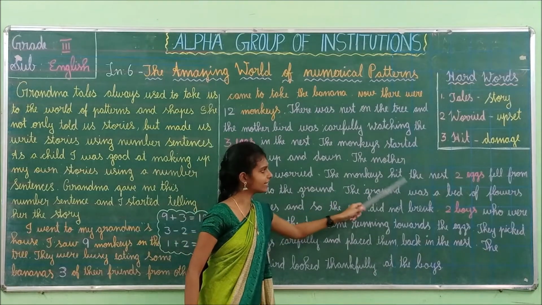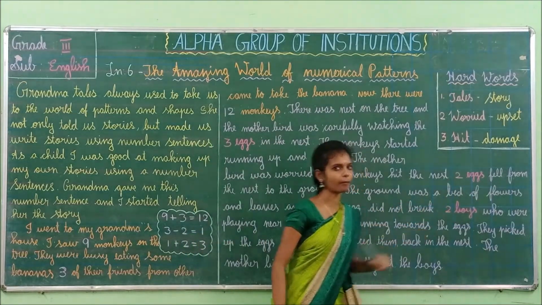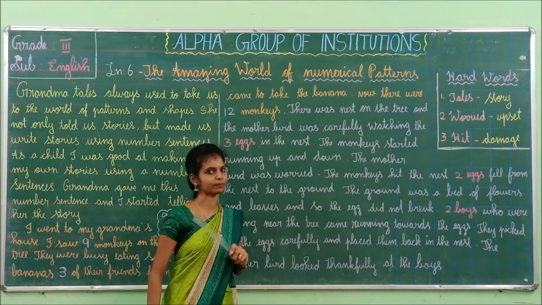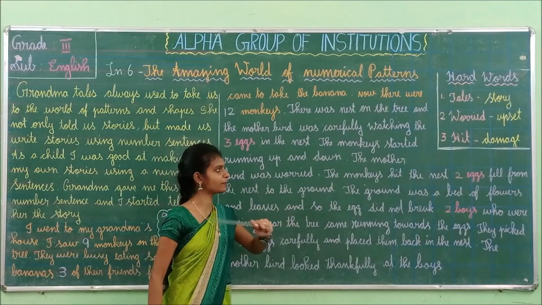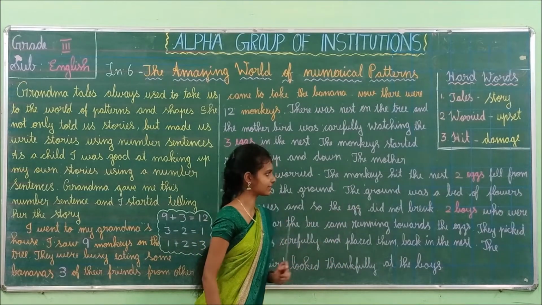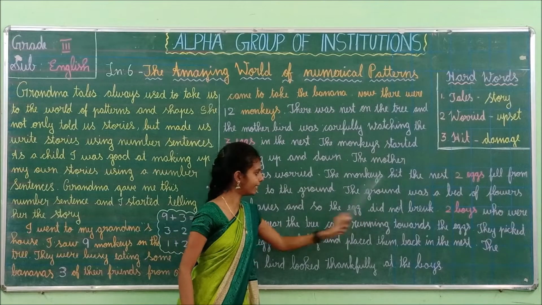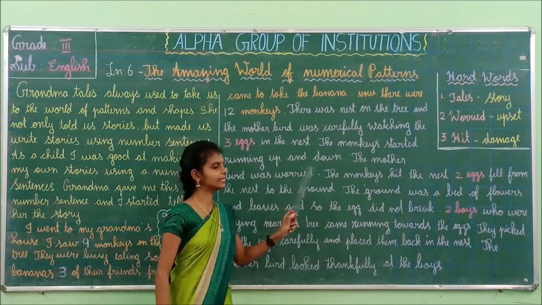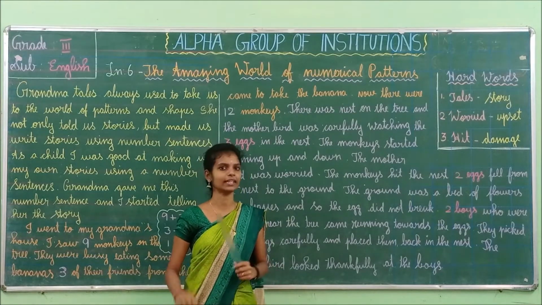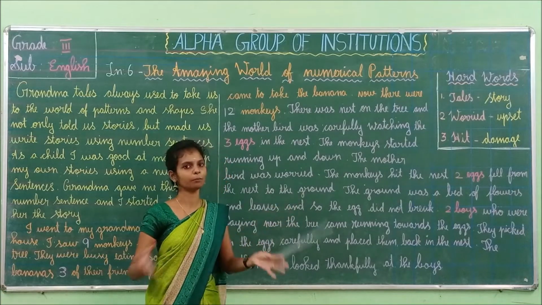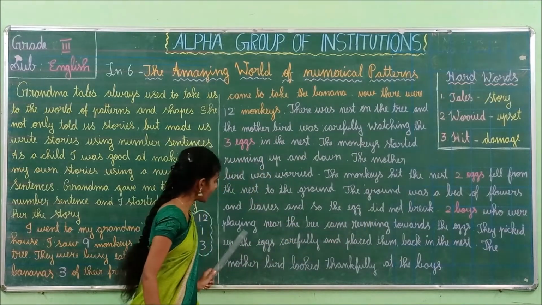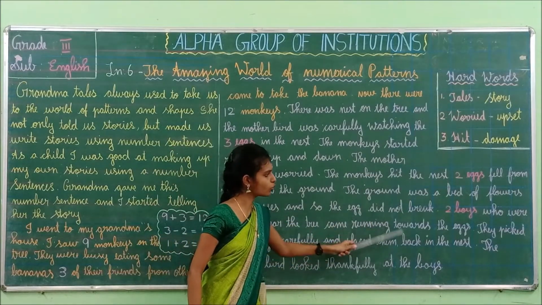The monkeys hit the nest. 2 eggs fell from the nest to the ground. So what is meant by hit here? Yes, making damage. So the monkeys made damage. So those 2 eggs fell down from the nest. The ground was a bed of flowers and leaves. So the eggs did not break. Why? Because the ground was full of flowers and leaves. Because of that, the eggs did not break. 2 boys who were playing near the tree came running towards the eggs.